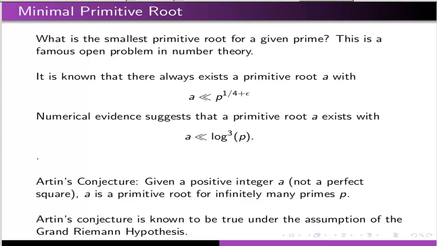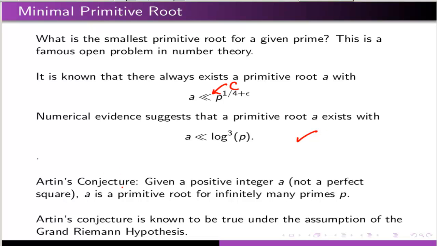And it's a famous open problem in number theory. So what is known is that there will always exist a primitive root less than p to the 1/4 power plus epsilon. So this double less than just means there's an implied constant right here. And numerical evidence would suggest a much smaller value, that you should have a primitive root existing on the order of the cube of the logarithm of p. But we are a long way from proving a result of this type.